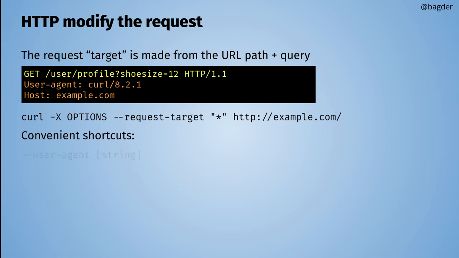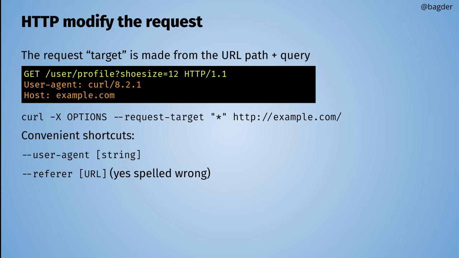There are also some convenient shortcuts. If you want to set user agent, you don't have to use uppercase H to set the header user agent and then a string. It even has a short version called dash capital A. You can set a referrer, and referrer is another header. Yes, it's spelled wrong, but it's a way to tell the server, when you get a resource, that you came from this other place. The other place redirected me here, or I followed a link from there. Usually, it's maybe a privacy leak, so use it with care. But that's at least a convenient thing. And again, copy as curl, and you can learn how the browser would do it, and then edit that line and have fun.